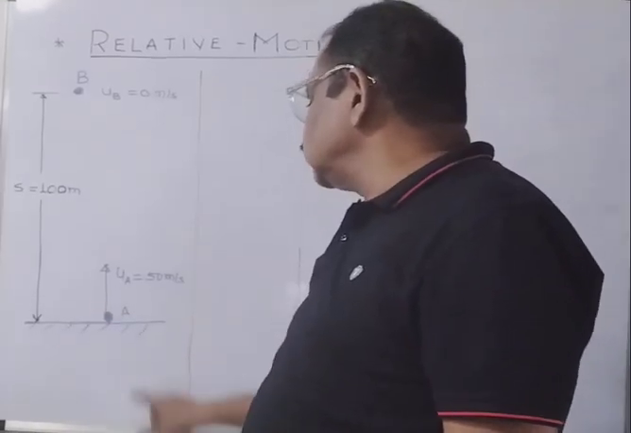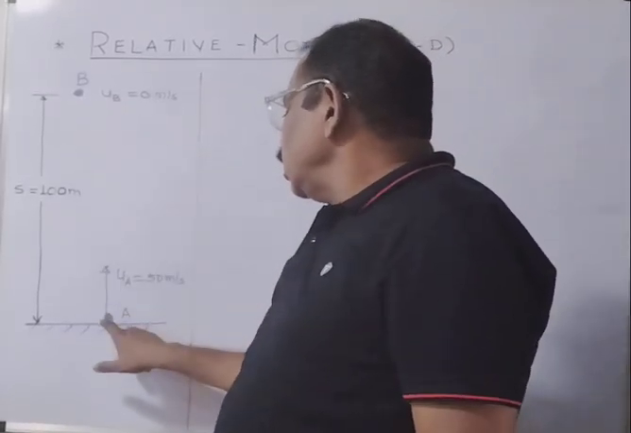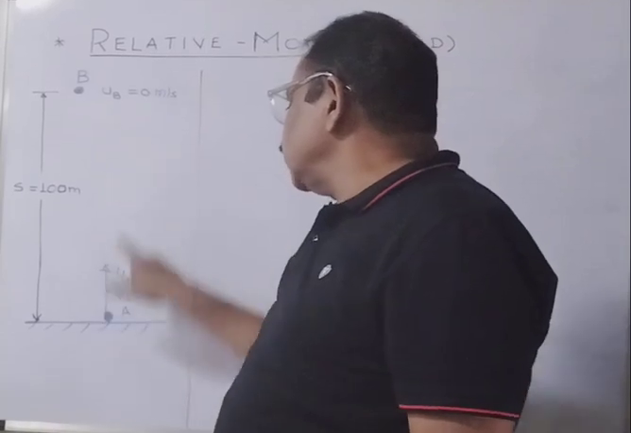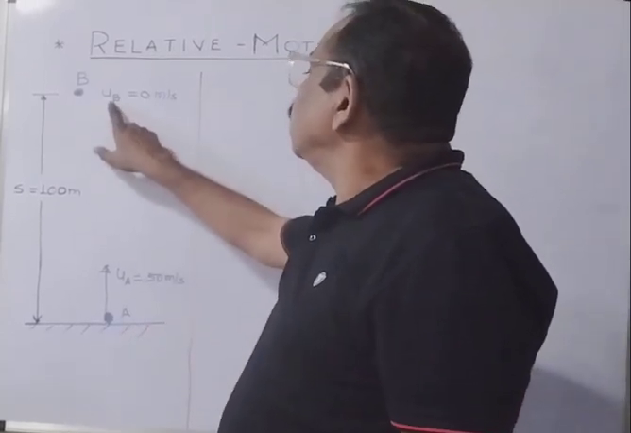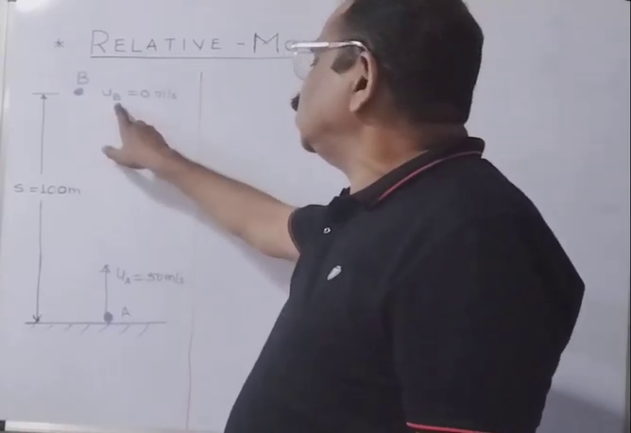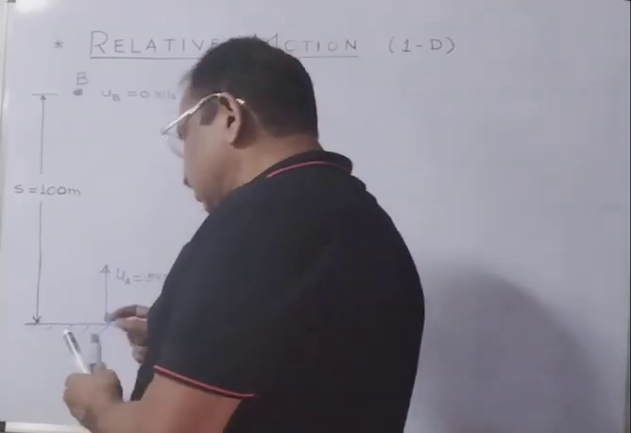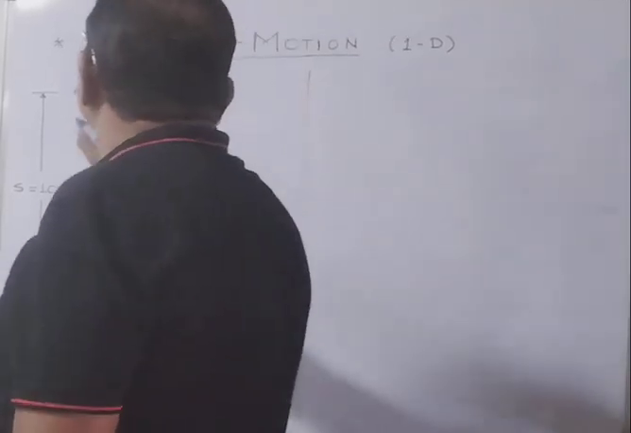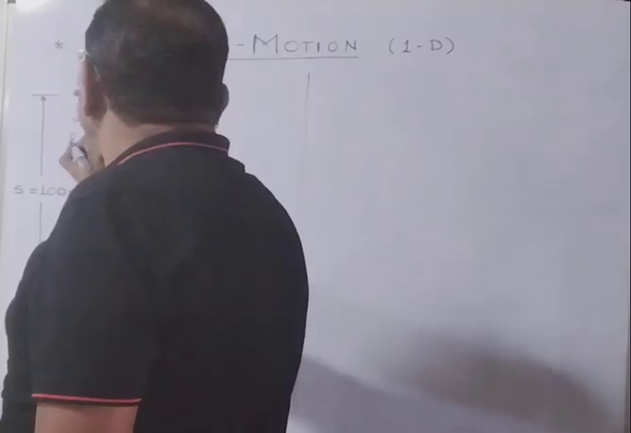There are two particles A and B. A is thrown vertically upward with the initial velocity of 50 meter per second, and B is just dropped, that is, its initial velocity is zero, under the acceleration due to gravity. So g is acting on both the particles in downward direction.